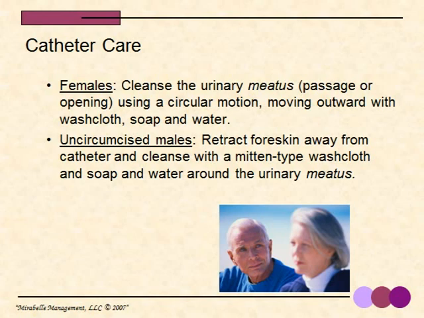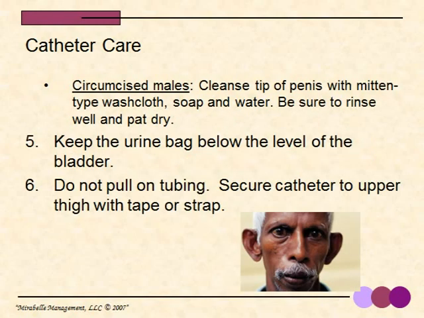For uncircumcised males, retract the foreskin away from the catheter with a mitten-type washcloth, soap, and water. Again, cleanse the area around this urinary meatus. For circumcised males, cleanse the tip of the penis with a mitten-type washcloth, soap, and warm water, and be sure to rinse well and to pat it dry. Remember to keep the urine bag below the level of the bladder, and do not pull on the tubing. You may secure the catheter to the upper thigh with tape or strap, and that prevents the weight of the bag perhaps pulling on the tubing.